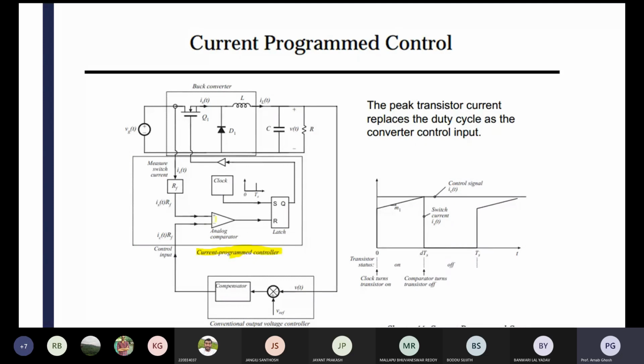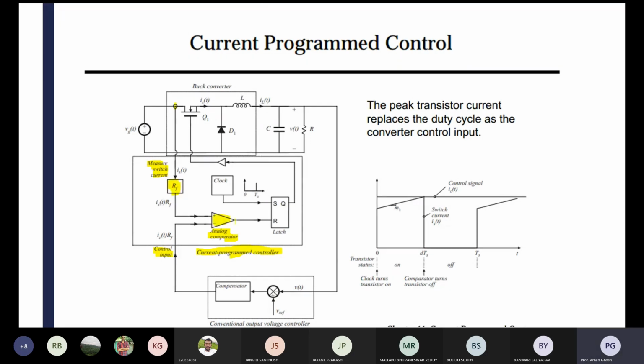Here you can see one comparator is there, it may be an analog comparator. The inputs of the comparator are, one your control input, and another your current input, the measured switching current. That current is coming from here, through Rf, so a current gain is there. Then you compare the values.